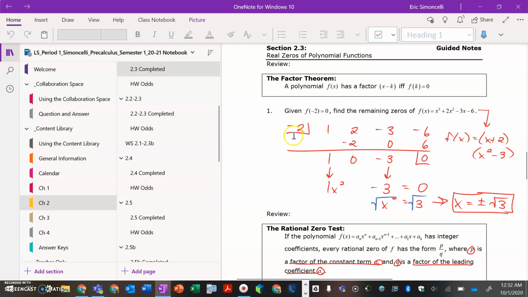Let's plug in negative 2 into our synthetic division process with these, 1, 2, negative 3, and negative 6 as our coefficients here. No placeholders of 0 necessary, so add, multiply, add, multiply, add, multiply, add. So our remainder, not surprisingly, is 0. Okay. The resulting coefficients of 1, 0, and negative 3. Negative 3 is a constant.